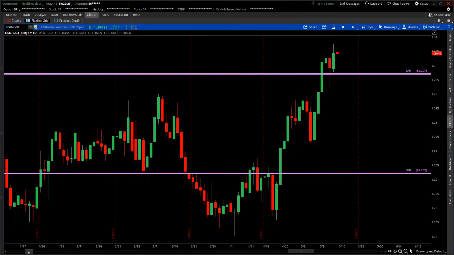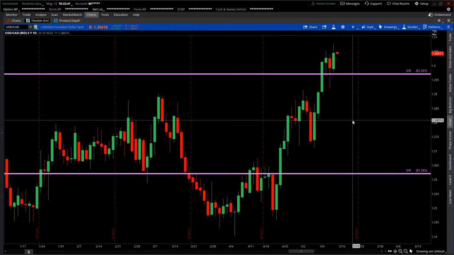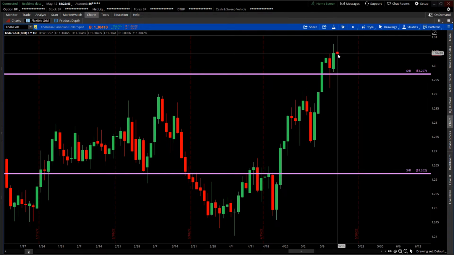Today's Thursday, May 12th, and it's 7:22 p.m. Eastern Time. This is the daily chart for the US dollar Canadian dollar spot pair, which, as of the time of this recording, is trading at 1.3041, which is reflecting on this daily candlestick right here, this red one.